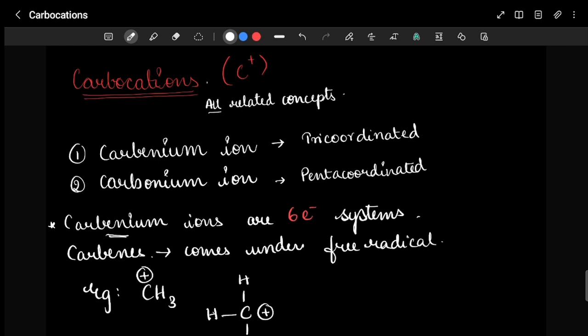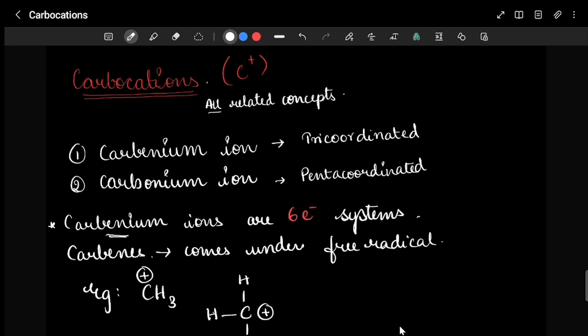Hello. So today let us see carbocations. Today we are going to discuss all the related concepts with carbocations because it's a very important reaction intermediate. When we are going through reactions in organic chemistry, we are going to come across carbocation intermediates a lot of times, and we need to judge the stability of the product using the stability of the intermediate.